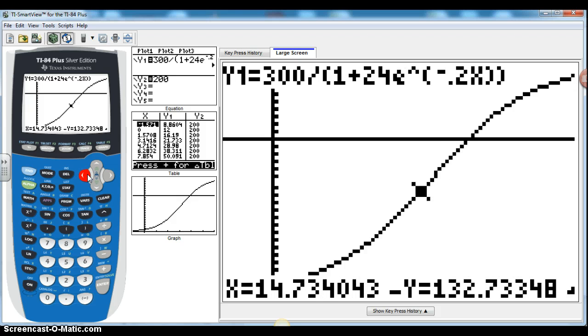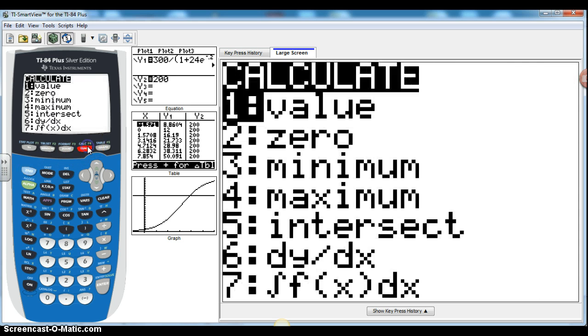To find the exact point of intersection with the graphing calculator, we're going to use an intersect function underneath the second calc screen. So we're going to go second calc, which is second trace, and I'm going to arrow down to 5 intersect. Whoops, went too far here. I'm going to choose intersect, and I'm going to hit enter.